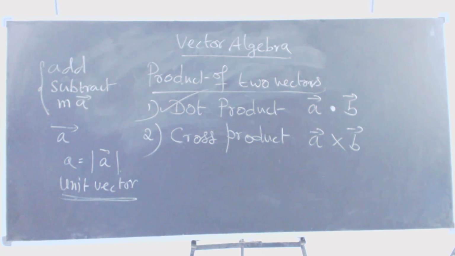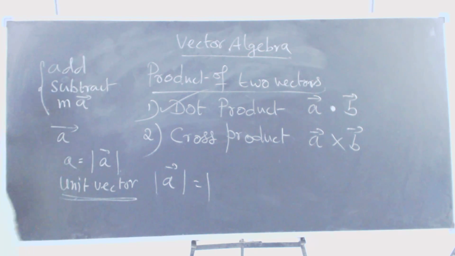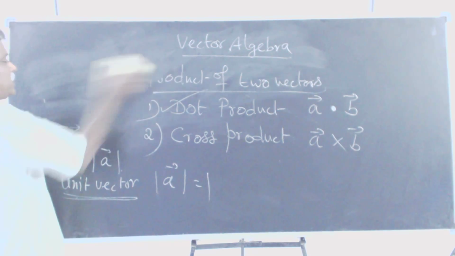It is also a vector whose magnitude is 1 unit. These are all from 11th standard. Now we are going to see dot product. Before seeing dot product, you must know what you mean by angle between two vectors.